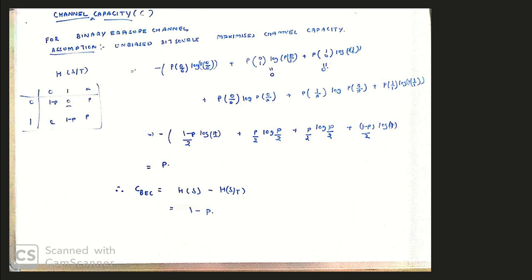Now for the binary erasure channel, we assume an unbiased bit source. Unbiased means all the cases are equally probable, and this equal probability maximizes the channel capacity, as we used for the binary symmetric channel. The cases of 0 to 1 and 1 to 0 will not be included in our analysis. Then we put the probabilities: (1 minus p)/2 log 1 plus p/2 log p/2 plus p/2 log p/2 plus (1 minus p)/2 log 1, and we get the answer as p. This is H(S given T), and we know that H(S) is 1. So the channel capacity for the binary erasure channel is 1 minus p.